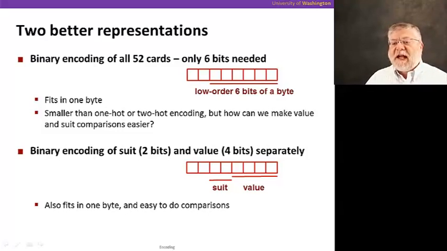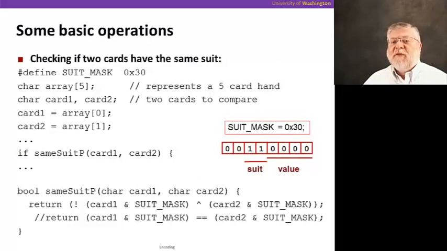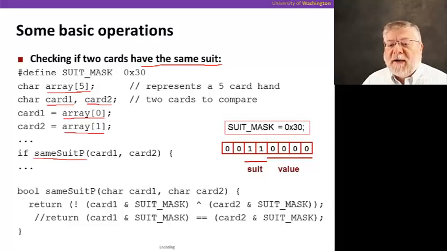Okay, so let's take a look at how we would implement these operations if we were doing it in C. So if we wanted to check if 2 cards are of the same suit, what we would do is have 2 bytes representing each card, okay? Maybe an array to represent a 5-card hand. We would take 2 cards out of the hand and ask if they're the same suit. And this function, same suit P, is implemented here below. It returns a Boolean value, just 0 or 1, and takes the 2 cards as arguments.